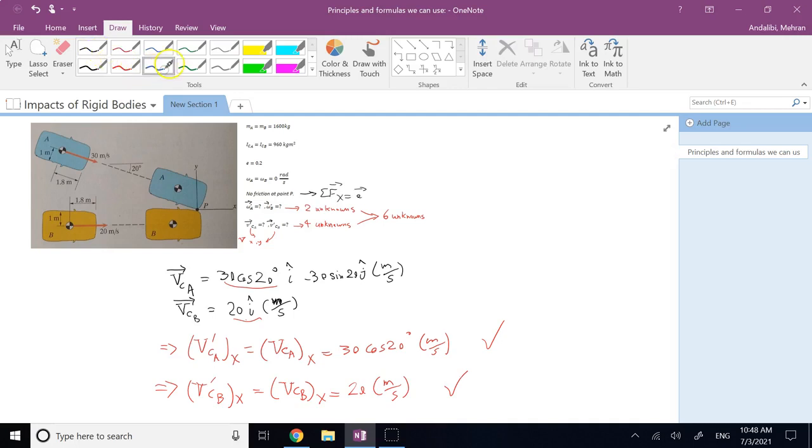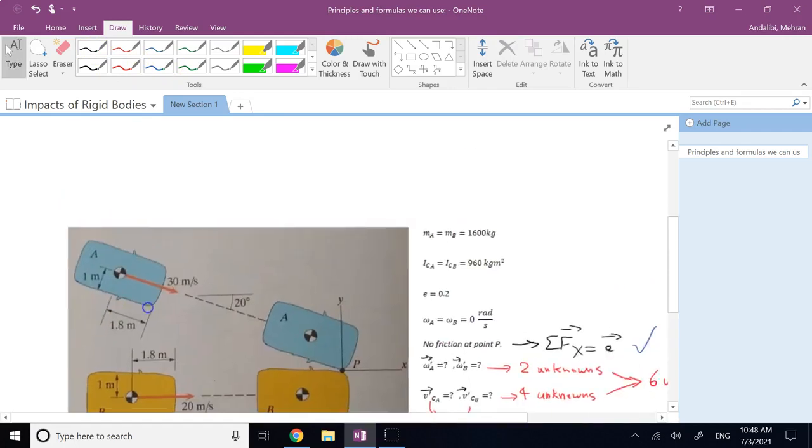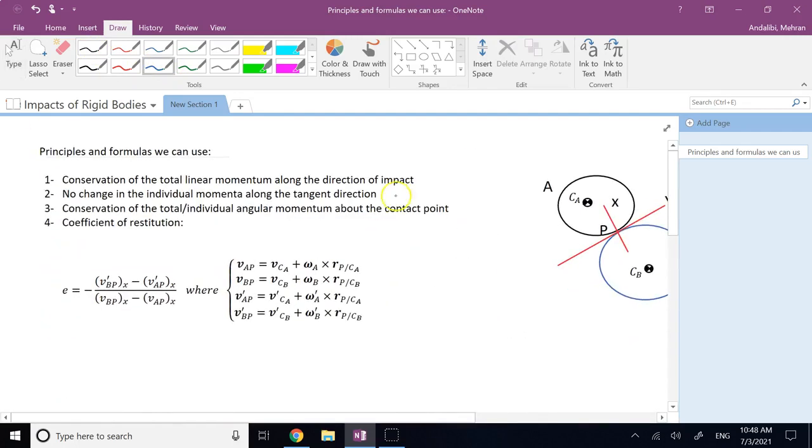And so far, the only thing I have used is that the individual components along the tangent direction, which in this case is x, are not going to change. So I have used rule number 2. Now let's use the other rules, 1, 3, 4, and so on, and see what they can give us.